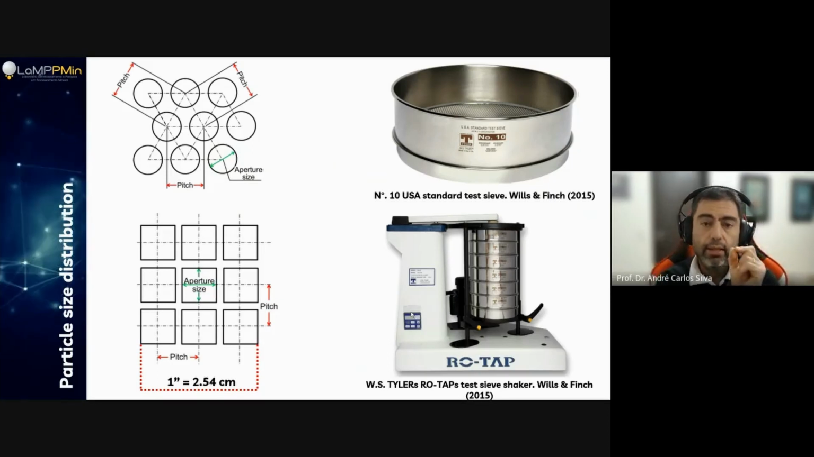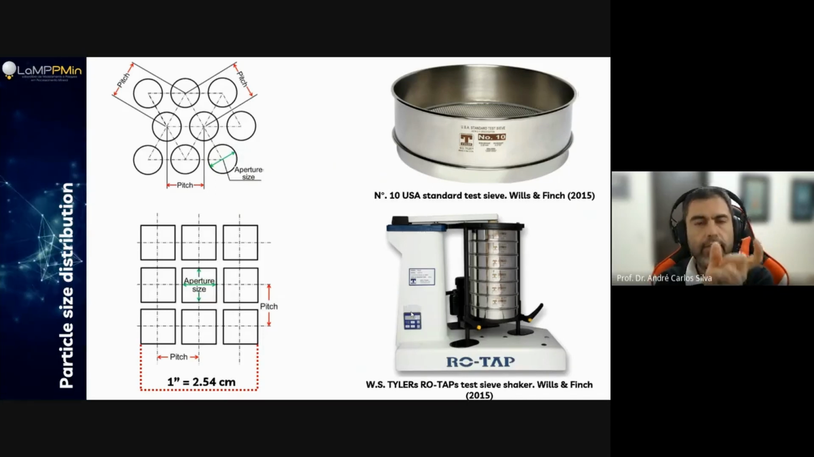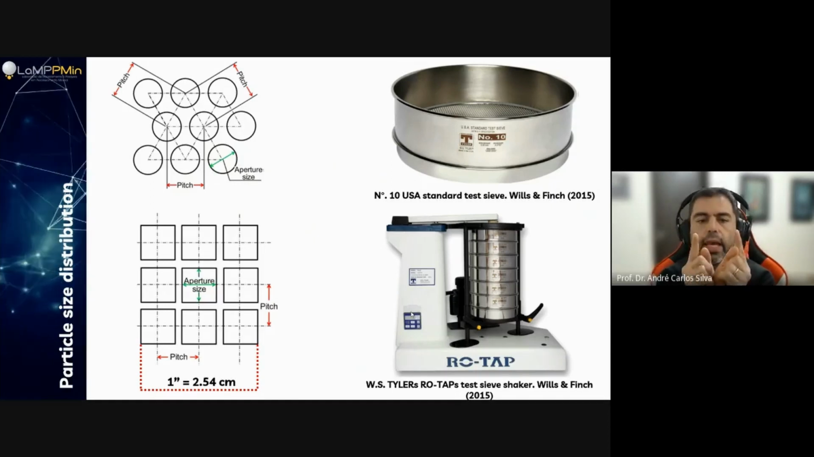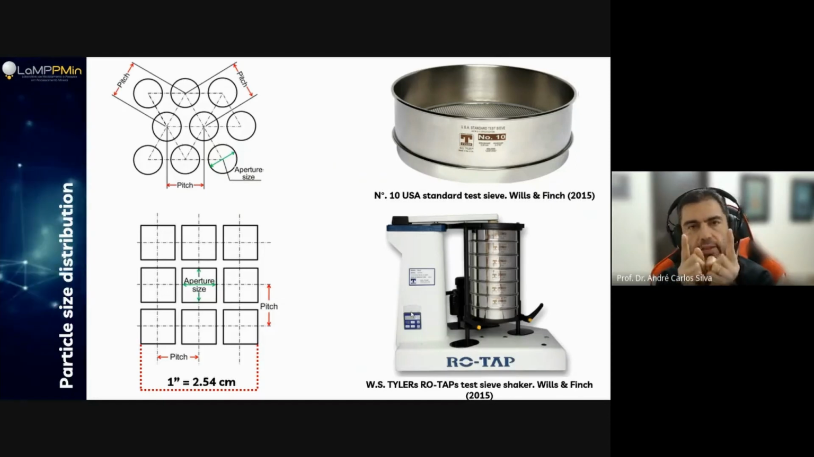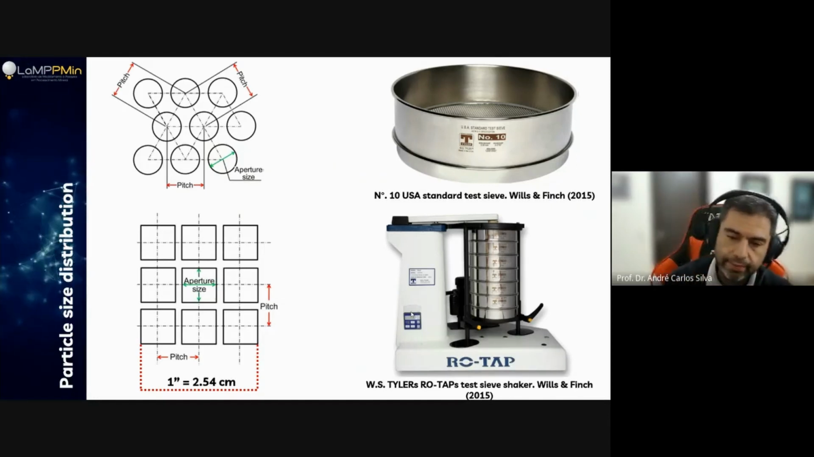The concept of mesh is something like this: I'm going to measure 1 linear inch in my sieve or my screening panel, just 1 inch, and I'm going to count how many apertures I have in this 1 inch. So take a look at this example.